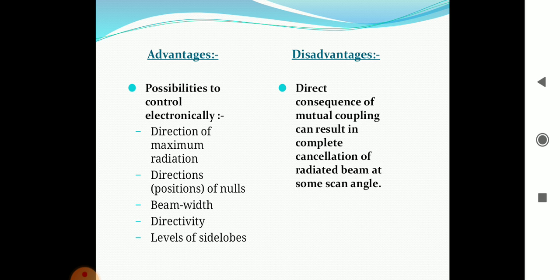And the disadvantages: a direct consequence of mutual coupling can result in complete cancellation of the radiated beam at some scan angle.